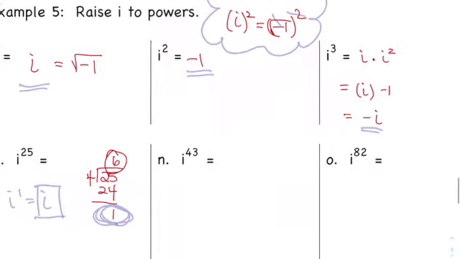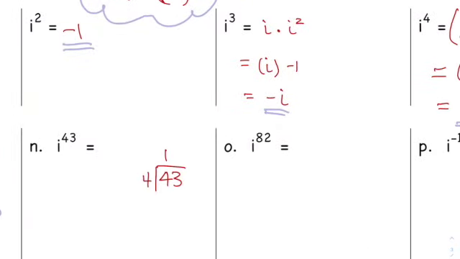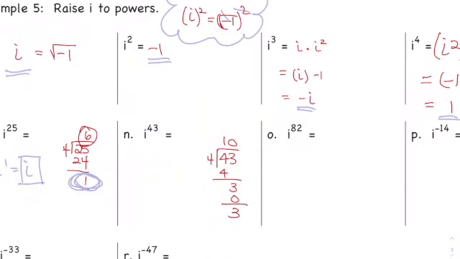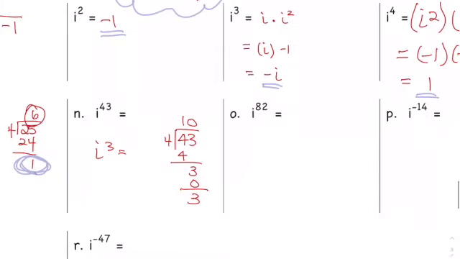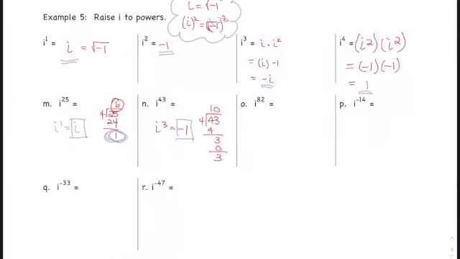Then we're going to take 43 divided by 4. That's 1, 4, 3, nothing. So therefore, I have 10 sets of 4s right here. Then this is a 3, so that's really I to the third power. And what's I to the third power? -I. So pause the video and try a few problems.